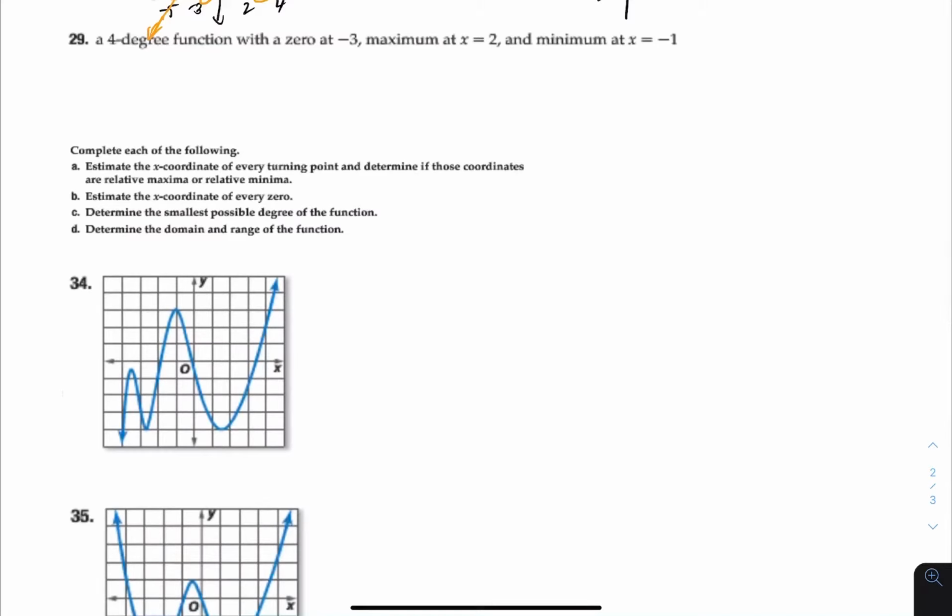A 4-degree function with a zero at -3 and a maximum at x equals 2 and a minimum at x equals -1. So let's put all that into context.